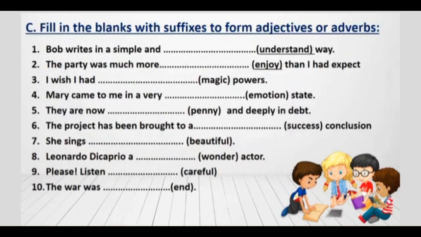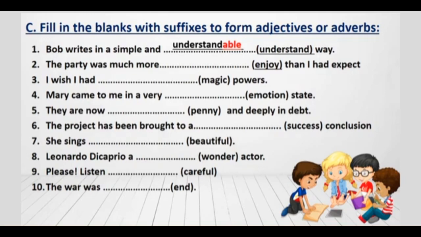Fill in the blanks with suffixes to form adjectives or adverbs. Pay attention. Adjectives or adverbs. Let's answer this exercise together. Number 1, Bob writes in a simple and understandable way. Very good. Understandable way. So the way he writes is understandable. The manner is understandable. The technique is understandable.